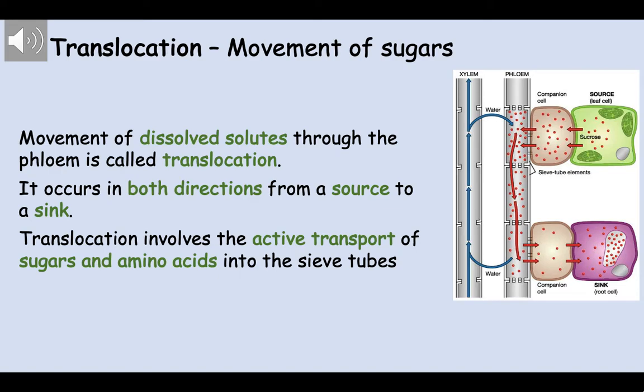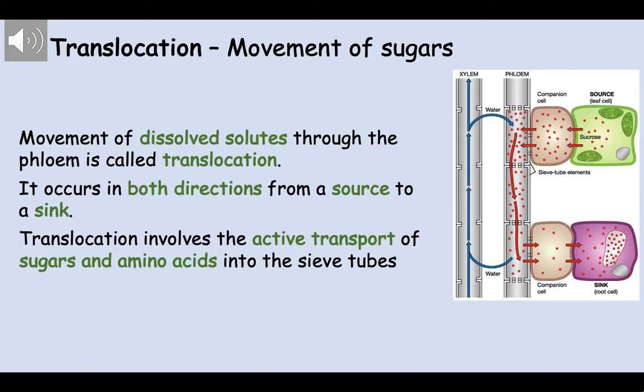So here we're going to really consolidate the idea of translocation, so the movement of sugars through the plant. I think the diagram on the right really nicely illustrates what we're trying to talk about here. So I've already mentioned that translocation takes place in the phloem, and it's the movement of dissolved solutes, so that's going to be sugars and amino acids.